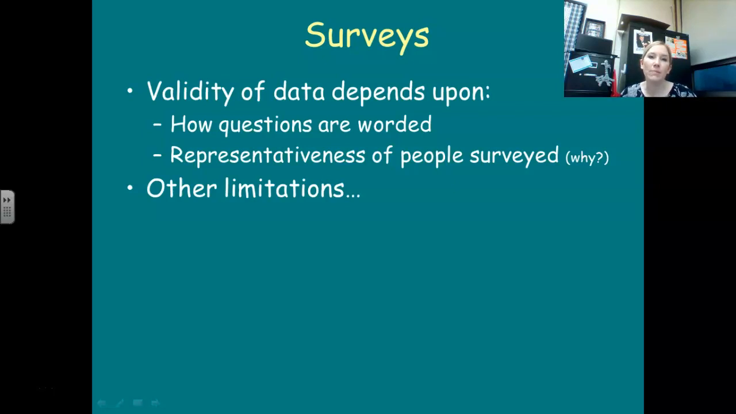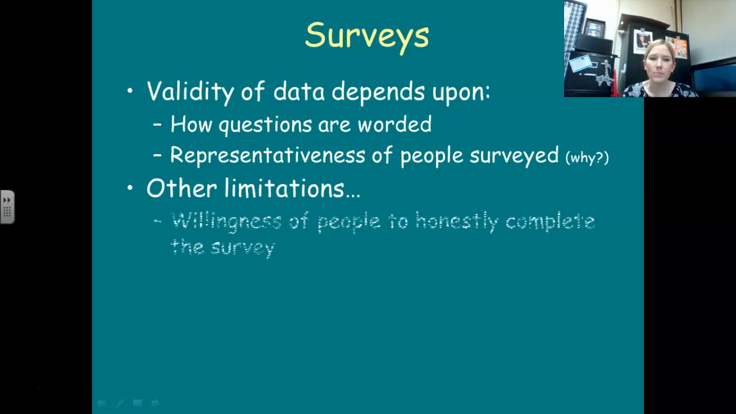Representativeness of people's surveys matters too, okay? Ultimately, because that can sway the information that's given. So if, for example, you're trying to find out people's political leanings for the 2020 election, and all you're doing is putting out an internet survey, well, anyone who doesn't have the internet or access to the internet is then therefore left out of that research. So the findings aren't entirely valid in that regard because they're ultimately not representative of a larger whole. Other limitations to surveys is the willingness that people have to be completely honest.